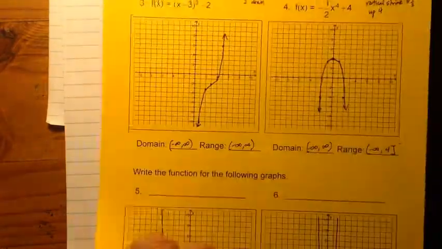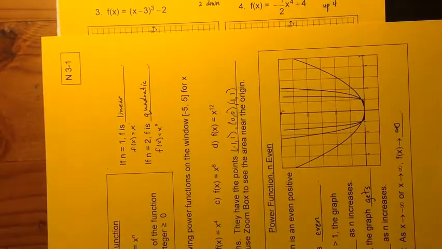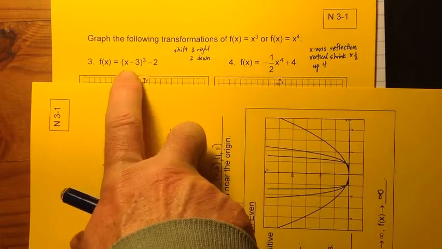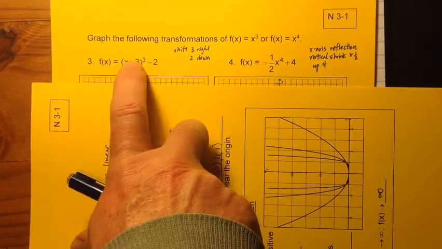Okay. So disregard this right here for just a minute. I'm going to graph the following transformations of f of x equals x cubed and f of x equals x to the fourth power. So I've got f of x equals (x minus 3) cubed minus 2. So I've got this minus 3 and a minus 2.